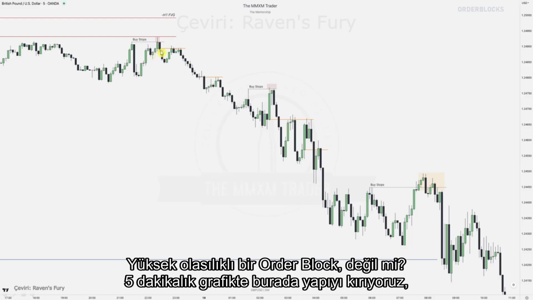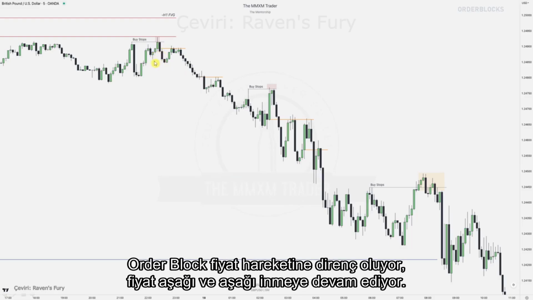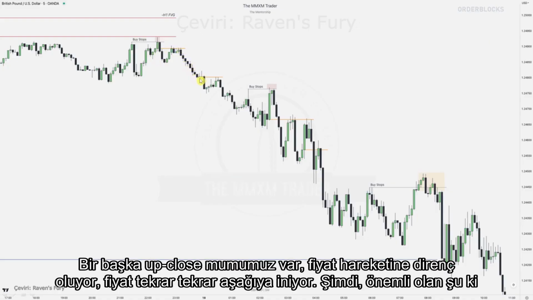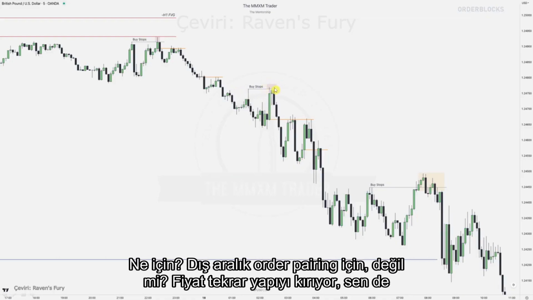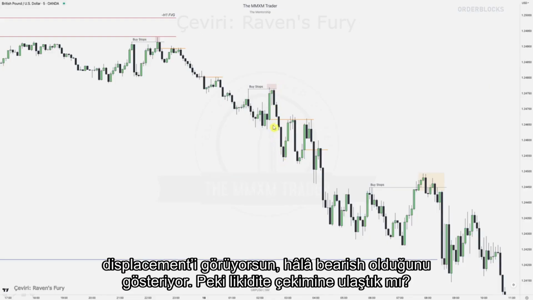On the 5-minute, we're breaking down structure over here. Structure shift is here. Order block is resisting price action, keeps coming down and down and down. We have another up close candle resisting price action, moving down and down and down again. Now, importantly, we have another engineered liquidity up here, right? Relative equal highs. We see price action raids that again for what? External range, order pairing, right?